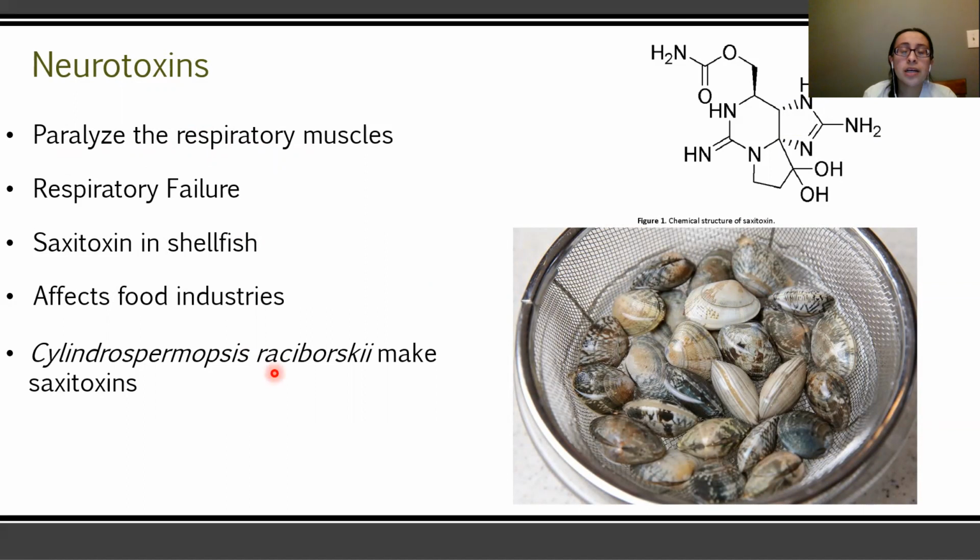And so a certain species of cyanobacteria has been discovered to make saxitoxins. This species is named Cylindrospermopsis raciborskii. And so this cyanobacteria will actually be very important in the following slides.